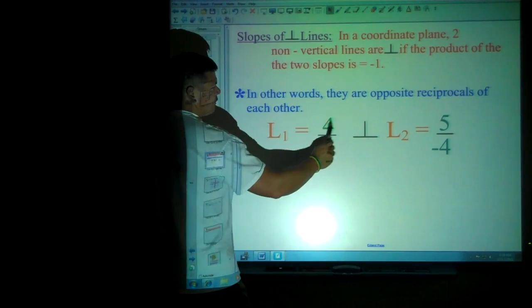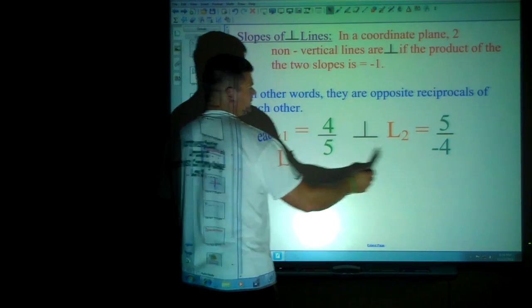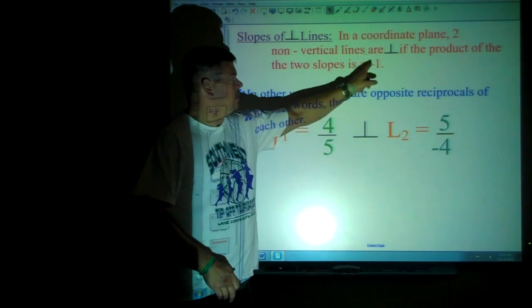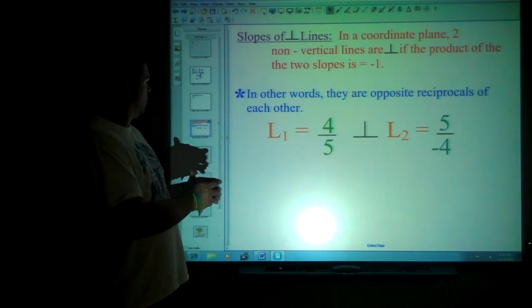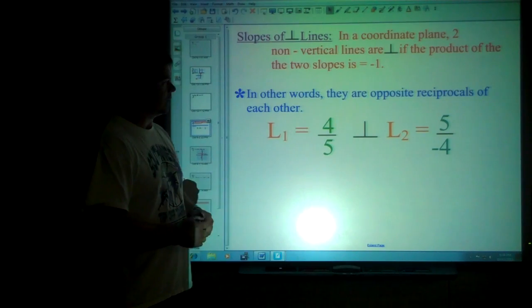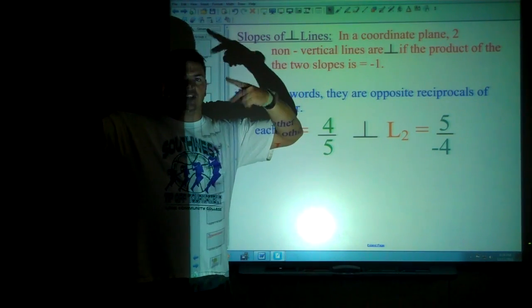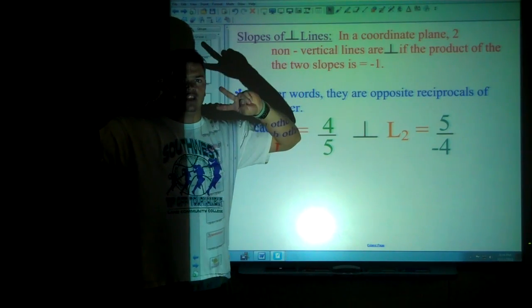If you multiplied this, 4 times 5 is 20. 5 times -4 is -20. And positive 20 over -20 is -1. So the product of the two slopes would always equal -1. In order for them to be perpendicular, they must be opposite reciprocals of each other.